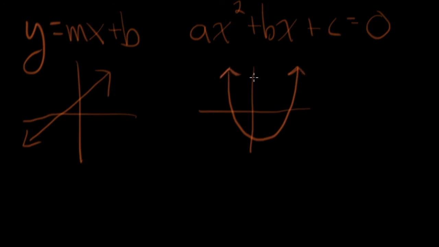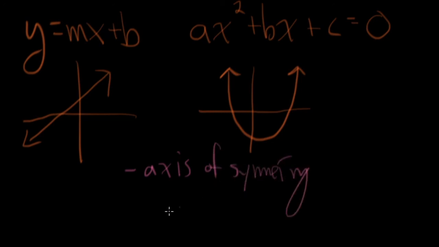Okay, so today we're just going to look at something called the axis of symmetry. The axis of symmetry is basically the line that splits a parabola in half. So the axis of symmetry, pretty important, and then the other part is going to be the vertex.